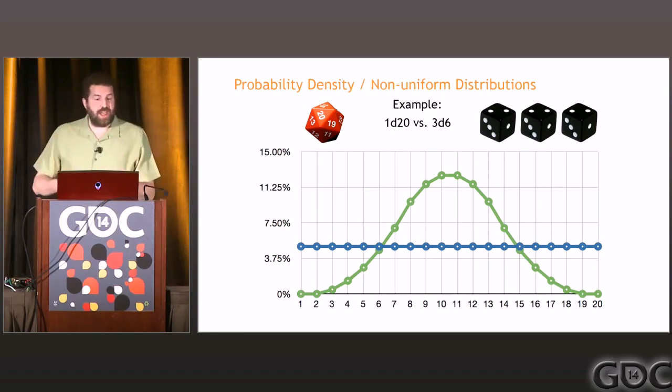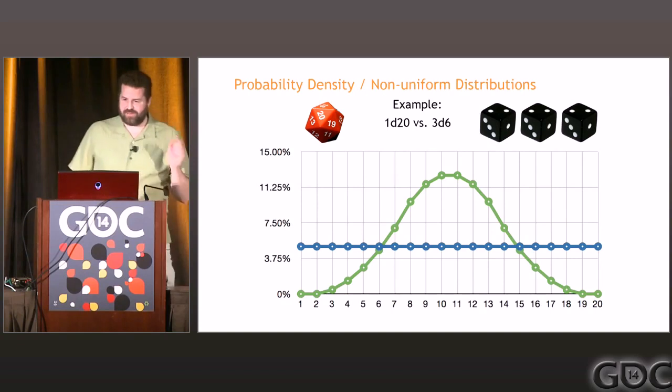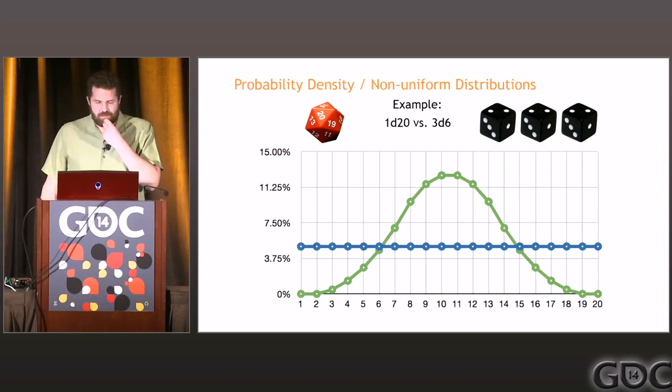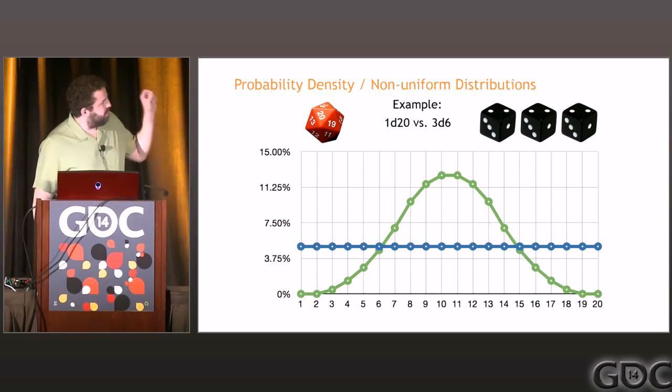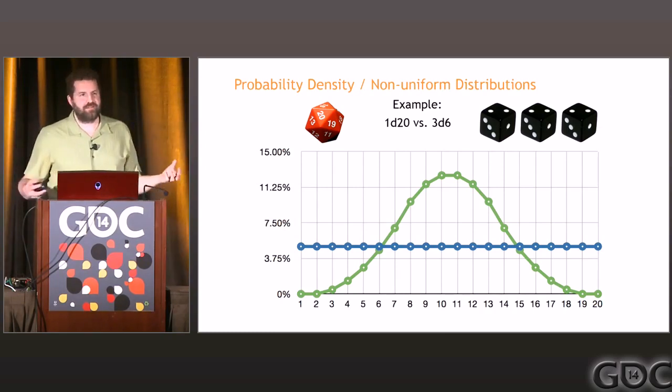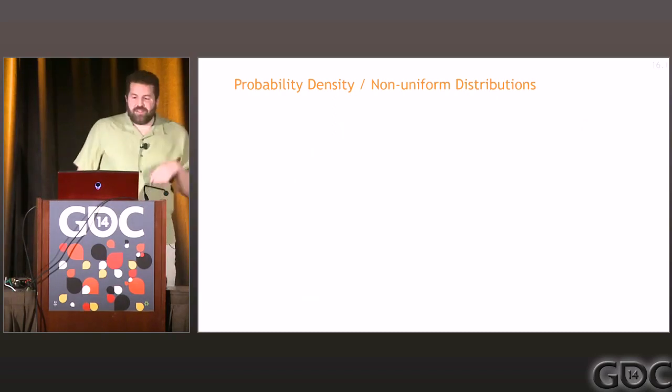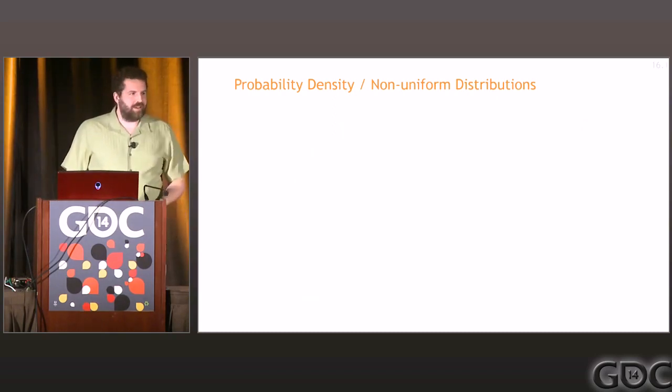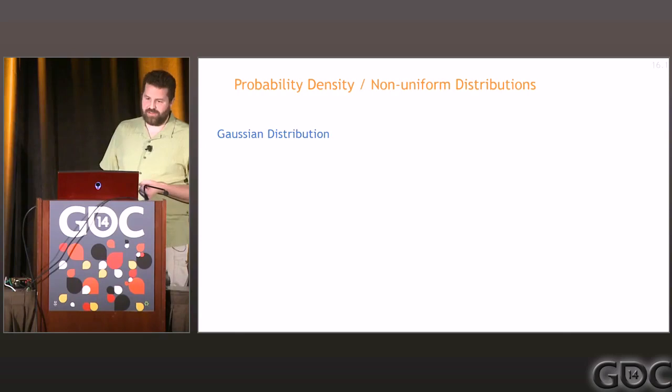And there are a lot of different names for these curves, and we'll talk about some of them here in a second. But basically, what's interesting is that the density of the probability is greater in the middle than it is on the outside, right? And having non-linear probability density can be really useful for a lot of applications.